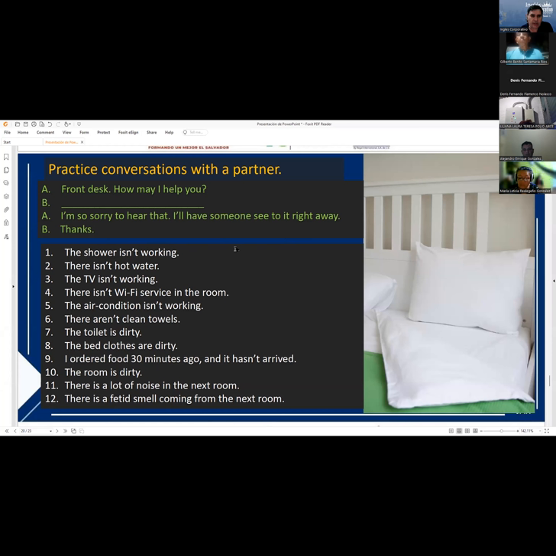The shower isn't working. There isn't hot water. The TV isn't working. There isn't Wi-Fi service in the room. The air conditioning isn't working. There aren't clean towels. The toilet is dirty. The bed clothes are dirty. I ordered food 30 minutes ago and it hasn't arrived. The room is dirty. There is a lot of noise in the next room. There's a fetid smell coming from the next room.